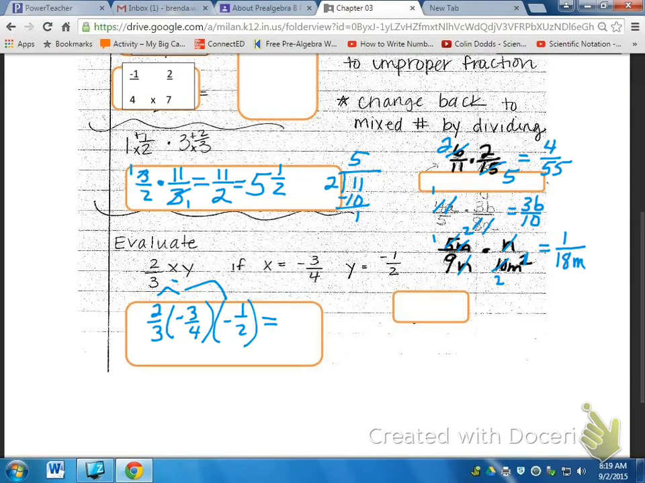Here's what you should do. You can cancel anything from the top with anything from the bottom in any spot. Meaning this, I can cancel that 2 with that 2. They both became 1s just now. I can cancel that 3 with that 3. They both just became 1s. That's all that cancels out. Now it's a really simple problem, isn't it? Multiply all the way across the top, you get a 1, and all the way across the bottom, 4. Positive 1/4. Okay, questions about that?